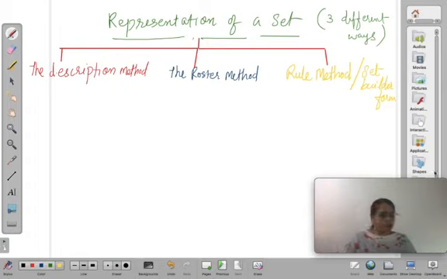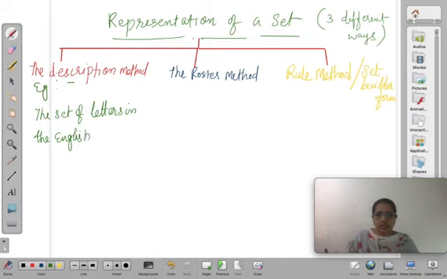In the description method, a set can be represented by describing. We represent a set using sentences. So we are giving a description of that set. That is the description method. I will tell an example: the set of letters in the English alphabet. We can write the set of letters in the English alphabet. So we are describing it as the letters in the set of the English alphabet.